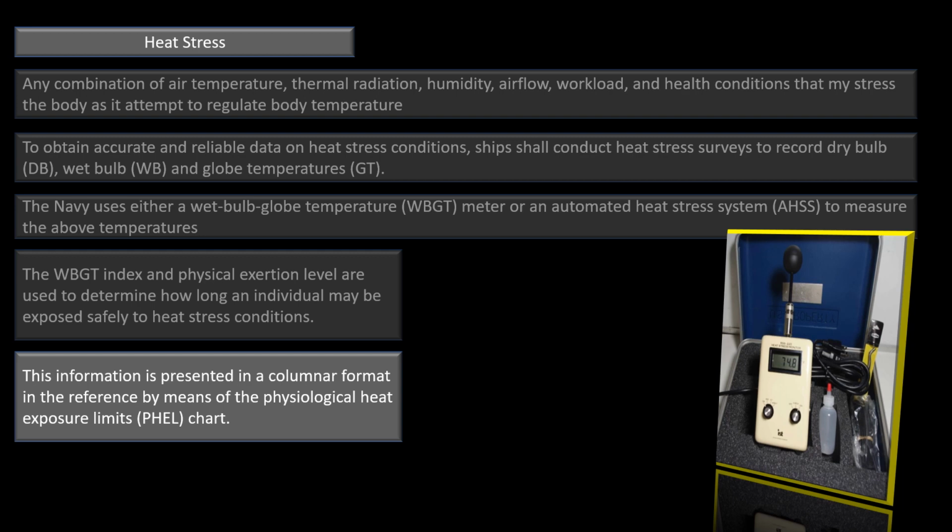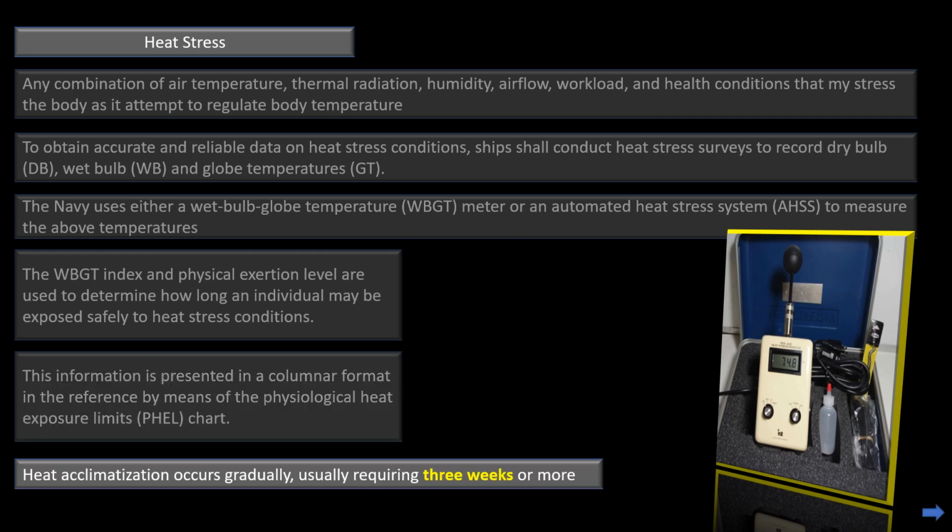PHEL stands for physiological heat exposure limits. We'll see it on the next couple of pages, but we take into consideration what the heat conditions are like using that WBGT meter, looking at the dry bulb temperature, the wet bulb temperature, and the global temperature. Then we also look at what kind of work is being done, and we look at the PHEL chart, which is going to help us determine how long somebody can safely work in a space. Heat acclimatization occurs gradually, and it usually requires 3 weeks or more. So to acclimatize to heat conditions, it takes at least 3 weeks.